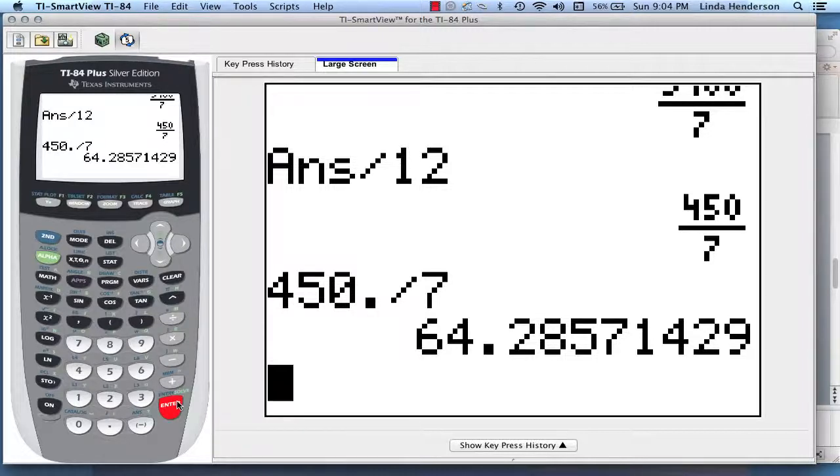So what this is telling us is that over that first year, on quote-unquote average, 64.286 units per month were sold, because this equation does model the number of units that were sold in months.